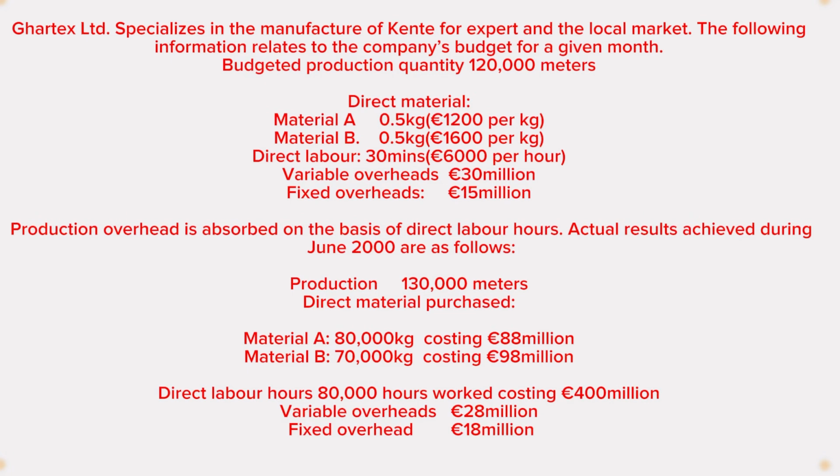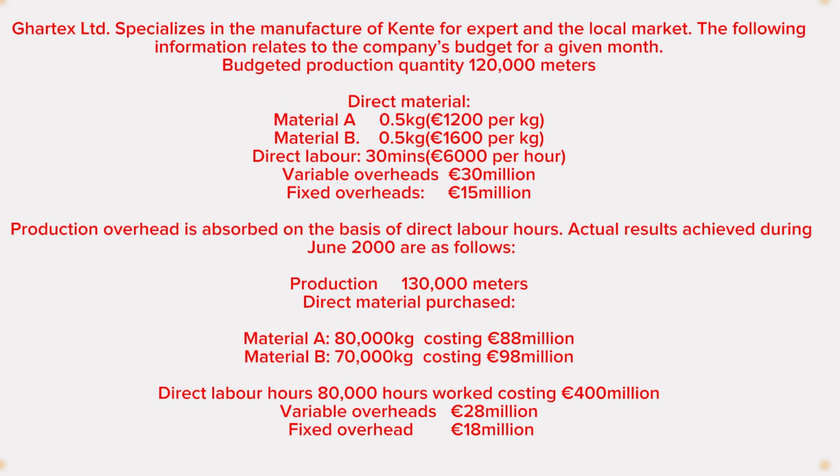We have direct material: Material A is 0.5 kg at 1,200 a kg. Material B is 0.5 kg at 1,600 a kg. Direct labor is 30 minutes at 6,000 euros per hour. Variable overhead is 30 million euros. Fixed overhead is 15 million euros. We are told that production overhead is absorbed on the basis of direct labor hours. That is where I need you guys to pay attention, because we are going to be using that.